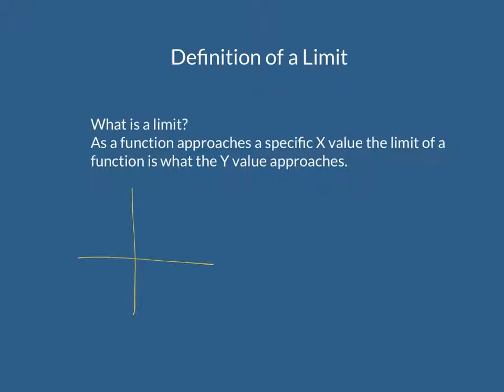Now there's a couple ways to look at this. I'm going to look at a graph here. So if this is my a value, my limit of my function at that specific a is what the function approaches. So as we approach from this side and this side, the limit of my function at a is whatever f of a is. Now you don't always have an f of a, so let's take a look at one other case here.